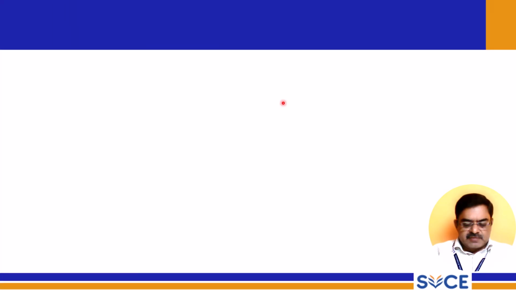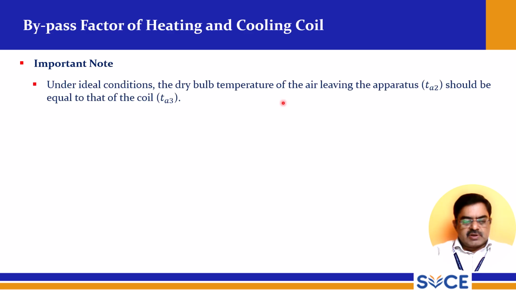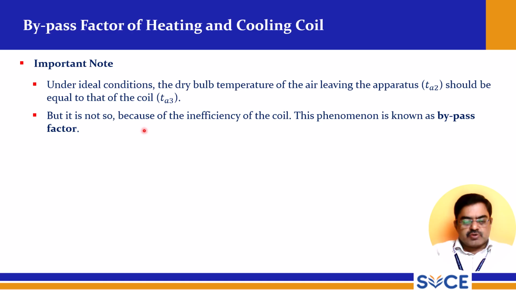Now we see the salient features here. Under ideal conditions, the dry bulb temperature of the air leaving the apparatus, Ta2, should be equal to that of the coil, Ta3, but it is not so because of the inefficiency of the coil. This phenomenon is known as bypass factor. So in a simple way you can remember this: because of the inefficiency of the coil, this phenomenon is known as bypass factor, and the amount of air coming out of the coil without any impact includes the bypass factor.